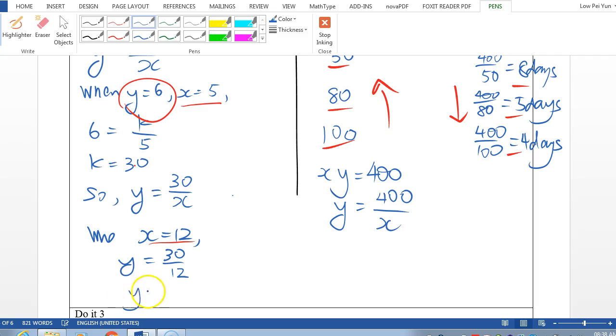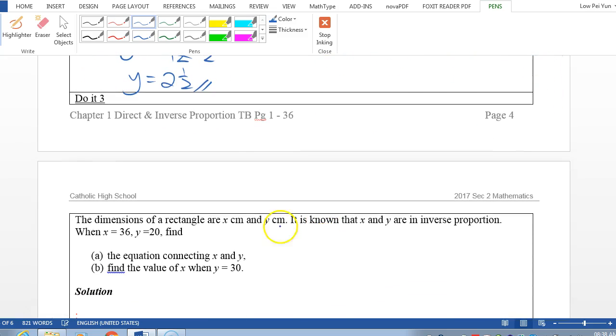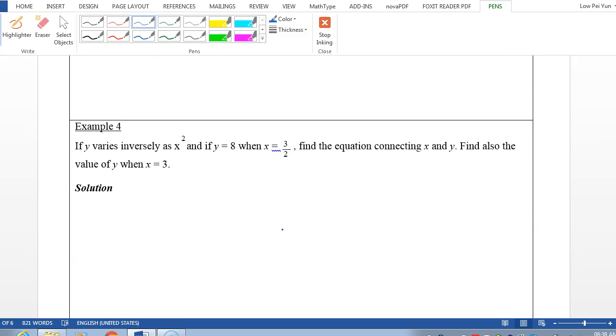So let's do simple cancellation. Divide by 3. Now divide by 6. We have 5, 2. So this will be 2 now. Yes, we have made the right guess, right prediction. Y is decreasing when x increases. Okay, for do it 3, you will do it. Let me go on to example 4.